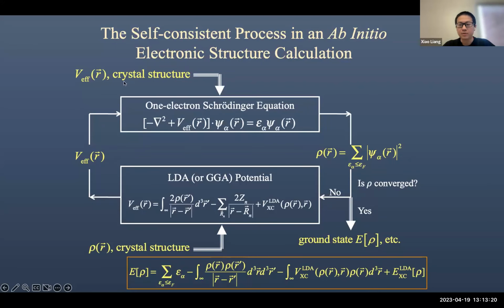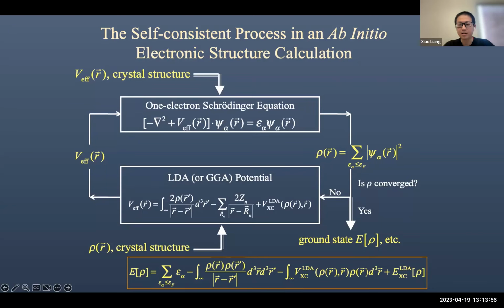You can start the procedure by assuming an effective one-electron potential, then solve the Schrodinger equation to obtain the wave function. With the wave function, we can obtain the charge density. Then we can construct the effective one-electron potential through LDA or GGA. We then have a new potential, and the previous potential is substituted with the new one, and we solve the Schrodinger equation again, and such procedure is repeated until the solution of the Schrodinger equation and the one-electron potential converges.